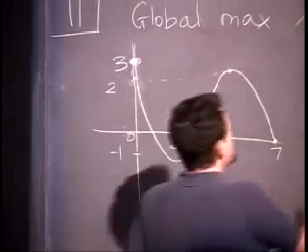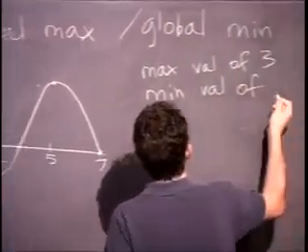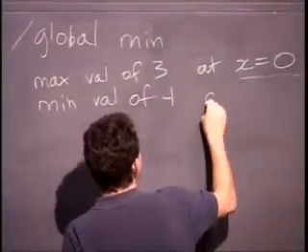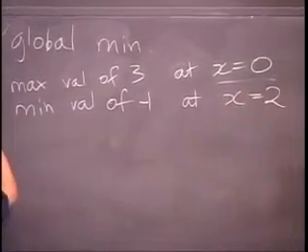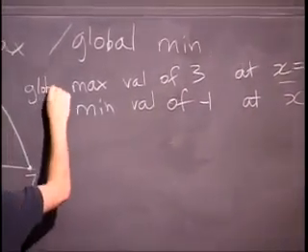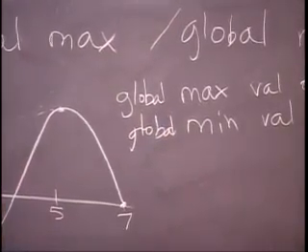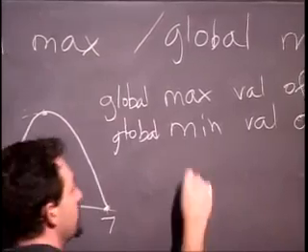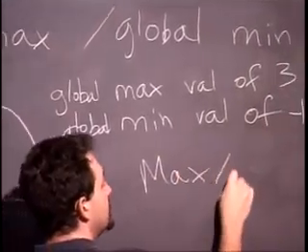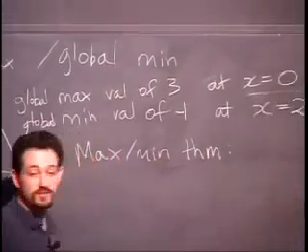On the other hand, the minimum value of -1 occurs at x equals 2. And these are global max and global min. So there's nothing new in what I've just said, because we already knew what maxima and minima were. In fact, we even had a theorem called the max-min theorem, which had nothing to do with differentiation. It only had to do with continuity.